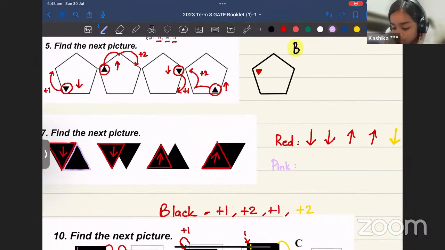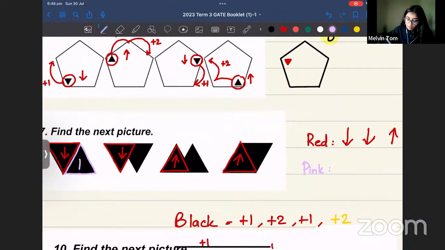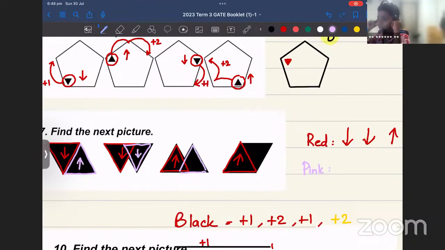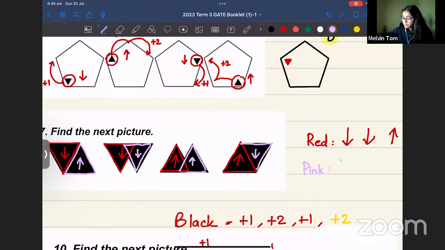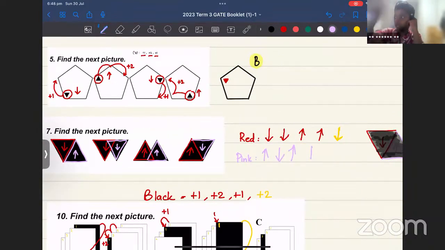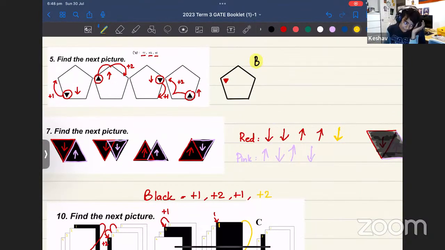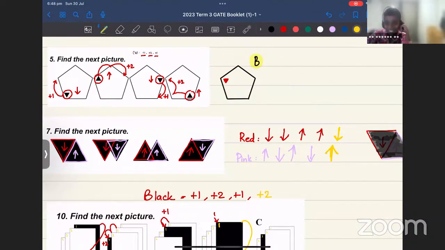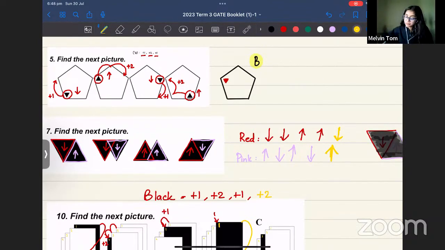Now, the pink one. The pink one is up, up, down, up, up, and down. So the next pattern will be facing up. It's supposed to be muted.